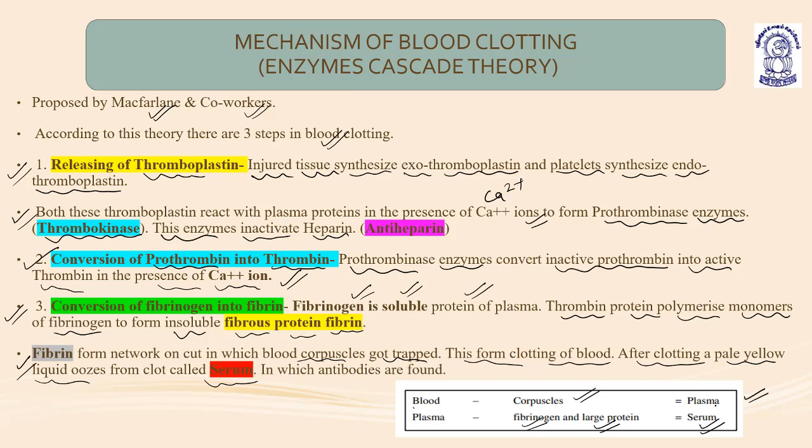Okay. Blood plasma is faint yellow in color. Blood serum is pale yellow in color. Okay. Blood plasma is faint yellow and blood serum is pale yellow. Understood? Blood plasma has fibrinogen. Blood serum does not have fibrinogen. Okay. So these are some common differences.